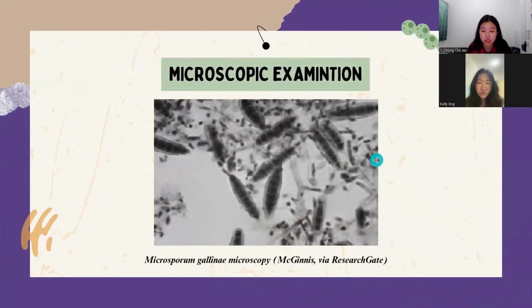The picture shows the morphology of Microsporum gallinae under the microscope, and we can see macroconidia, which are the most prominent structures. They are spindle-shaped and typically have 3 to 6 septae. Microconidia can be seen around the macroconidia, which are small and unicellular, and hyphae can also be seen in this picture.